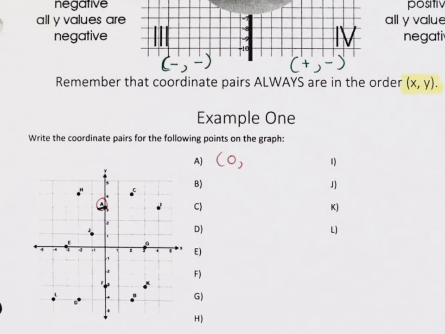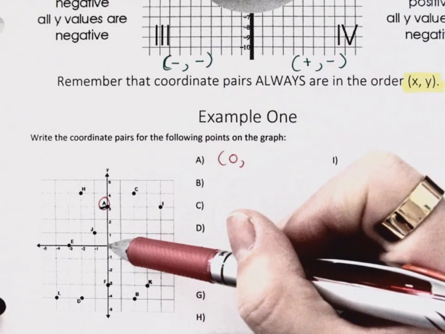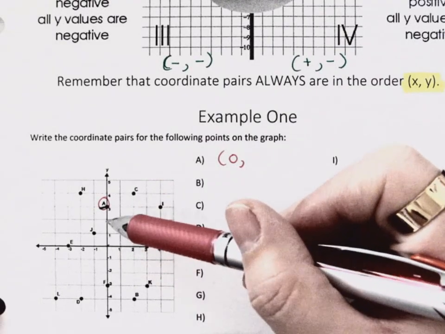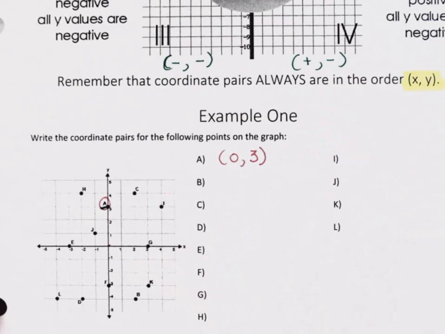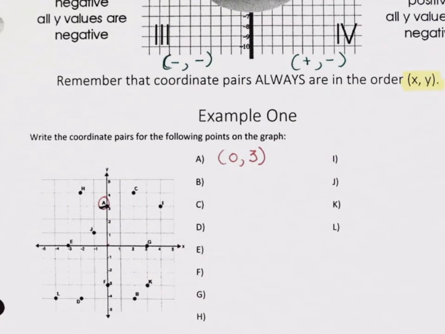Now we're looking at how far we've gone up. So if we're starting at the origin again, we're going to count how far we've gone up. 1, 2, 3. So we've gone positive 3 up. So my coordinate pair is 0, 3. Now we're going to continue to do this.